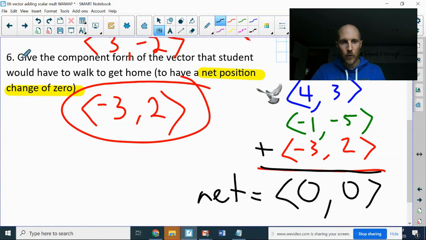That is what the question asked for. Give the component form of the vector that the student would have to walk to get home, or in other words, to have a net position change of 0. It's the same as the resultant, but with opposite signs on both the x component and the y component. That's how we get a net change of 0. Awesome. All right. Well, good luck finding your pigeon, and I hope that your pigeon brings you safely home. I'll see you again next time.